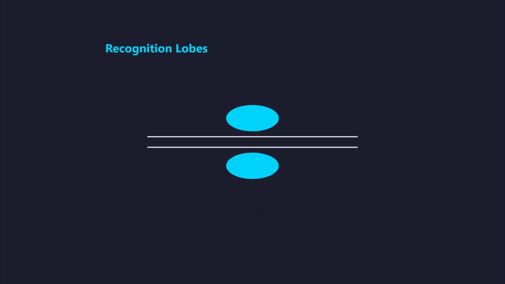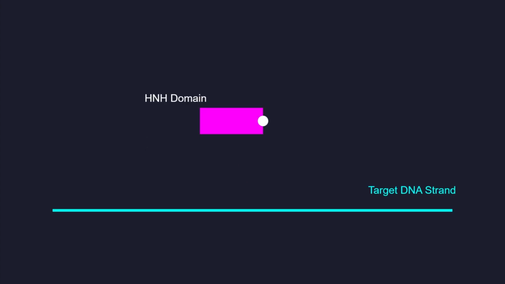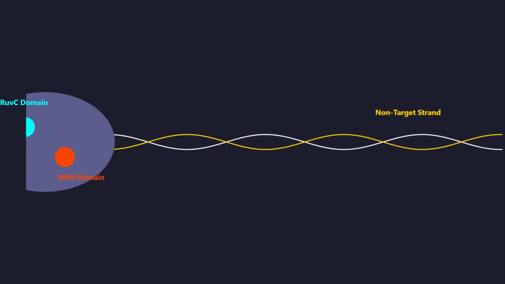Full complementarity triggers a major rearrangement of the recognition lobes. This mechanical movement acts as a checkpoint, ensuring that the nuclease domains are only activated at the correct site. The HNH nuclease domain undergoes a large rotation to position its catalytic center near the target strand. This movement is the final requirement for the chemical cleavage step.